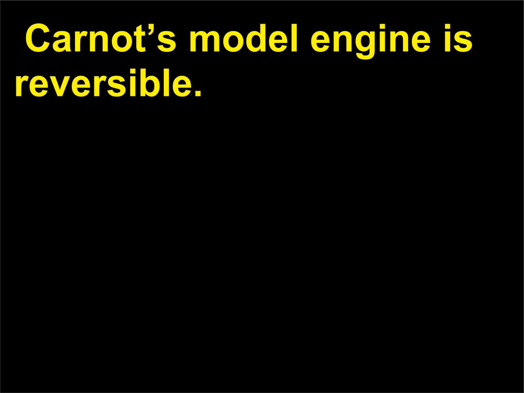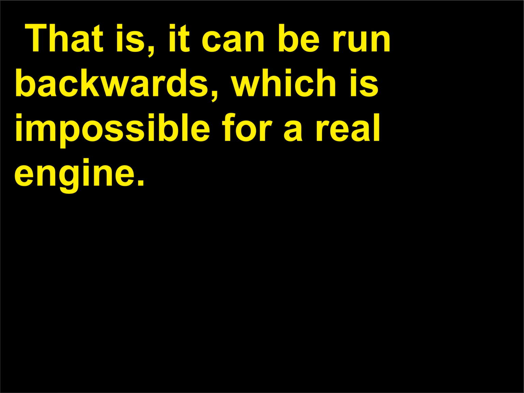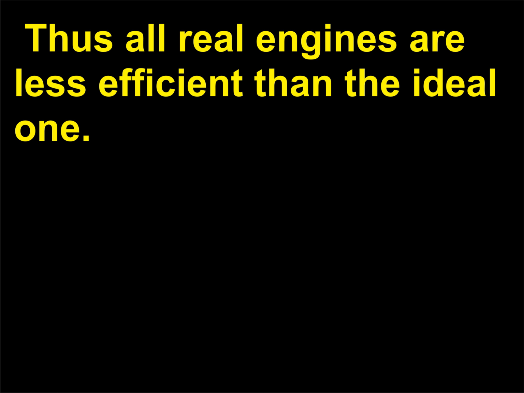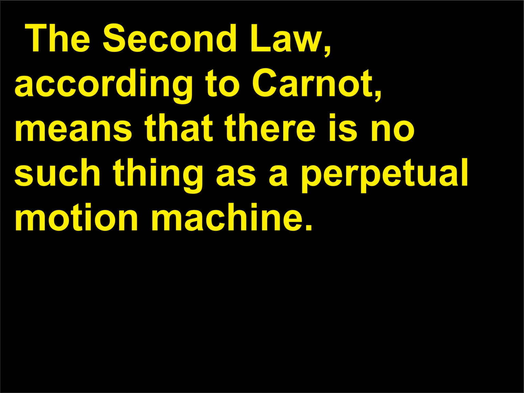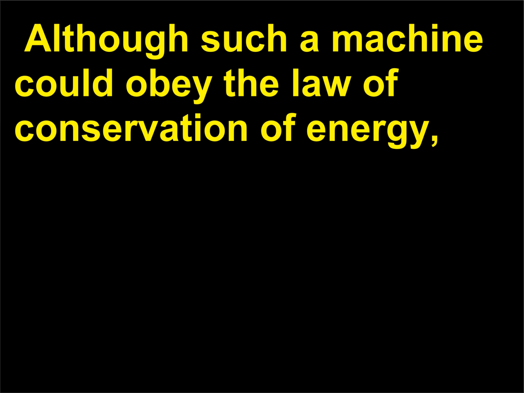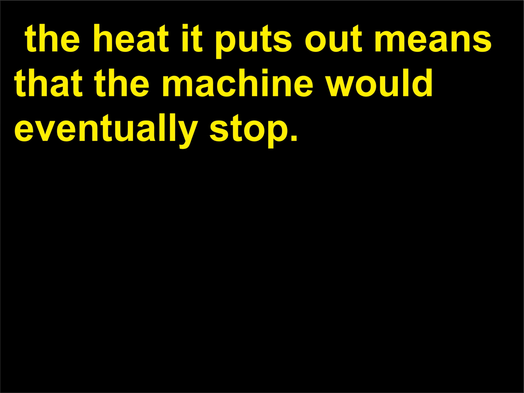Carnot's model engine is reversible. That is, it can be run backwards, which is impossible for a real engine. Thus all real engines are less efficient than the ideal one. Friction also lowers the efficiency of real engines. The second law, according to Carnot, means that there is no such thing as a perpetual motion machine. Although such a machine could obey the law of conservation of energy, the heat it puts out means that the machine would eventually stop.